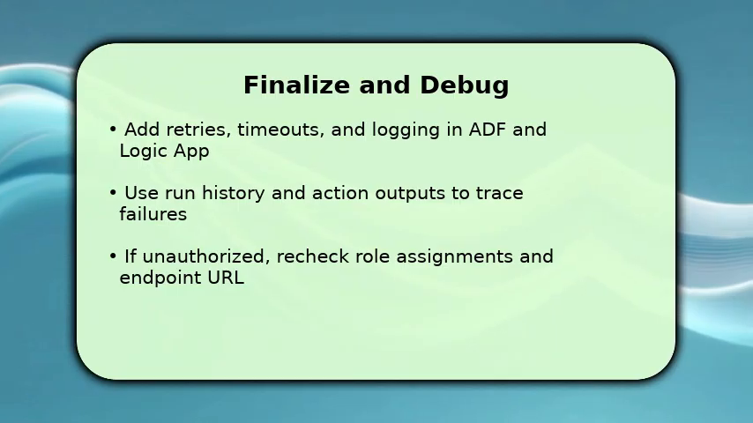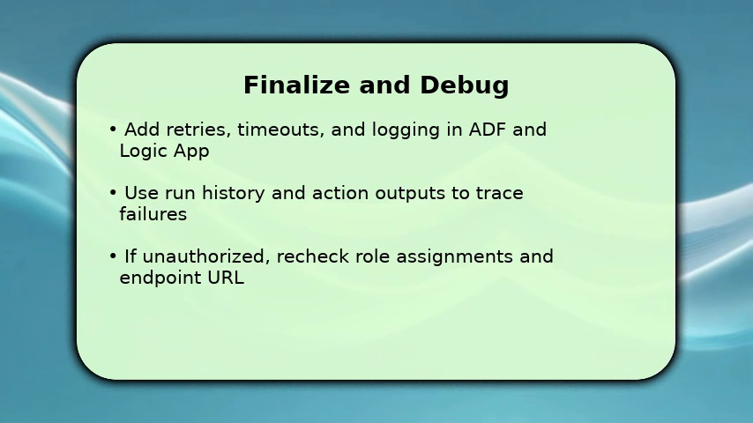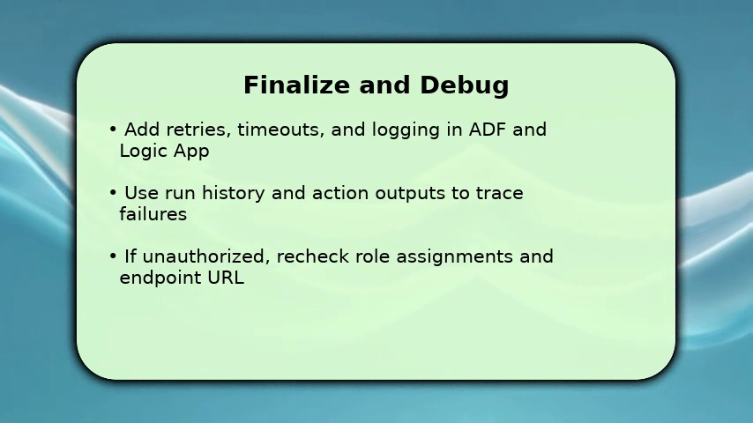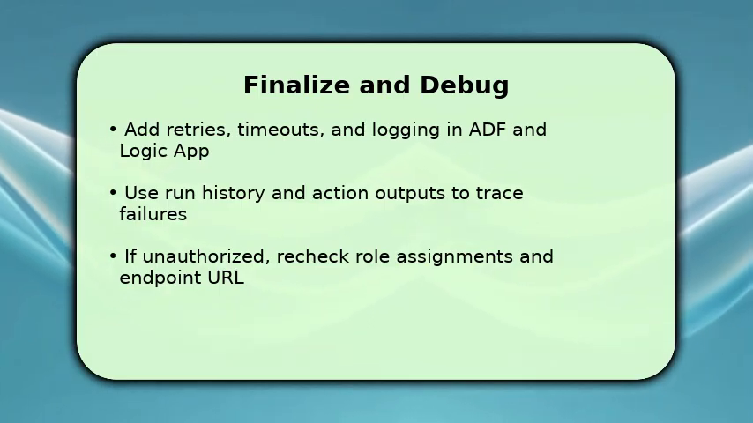If the call fails with authorization errors, recheck role assignments for the managed identity and ensure you use the same trigger URL. If payload issues occur, validate JSON schema and required properties before rerunning.